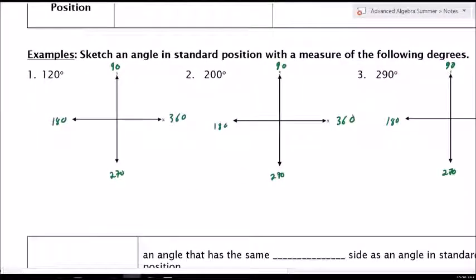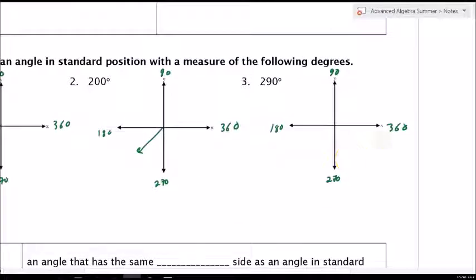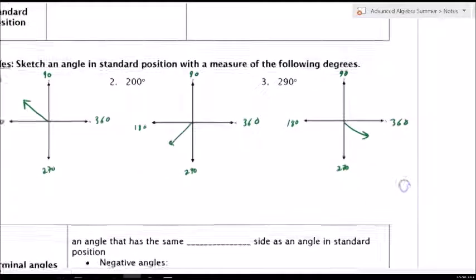Alright, so for this first one, 120. Well, that's between 90 and 180. So it's going to be somewhere in here. 200 is between 180 and 270, so somewhere in here. And 290 is between 270 and 360, so somewhere in here. And that's about it for those.